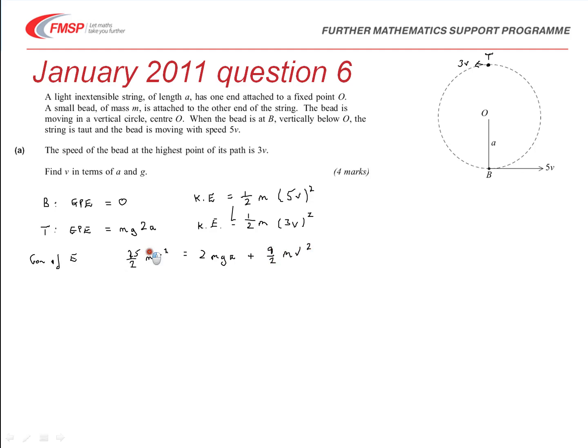The mass of the particle is actually not relevant, it will cancel out through this expression. So we've got 25 over 2 v squared, and we can take the 9 over 2 v squared across to give 16 over 2 v squared, which will just give you 8v squared. So 8v squared must equal 2ga. Now we can divide through by 8 and square root to give us that v must equal, 2 divided by 8 is a quarter, square root of 1 over 4 is a half, and then we get the square root of ga.